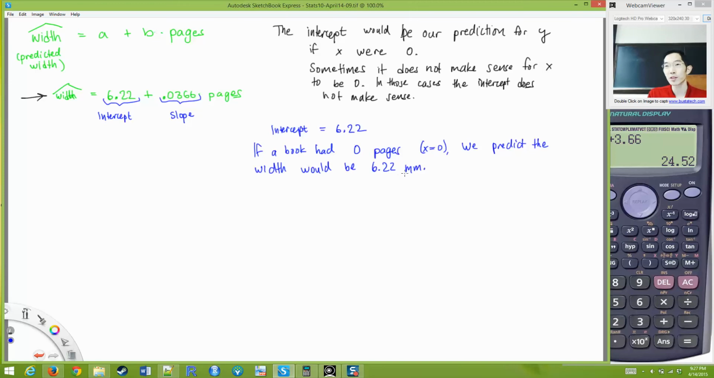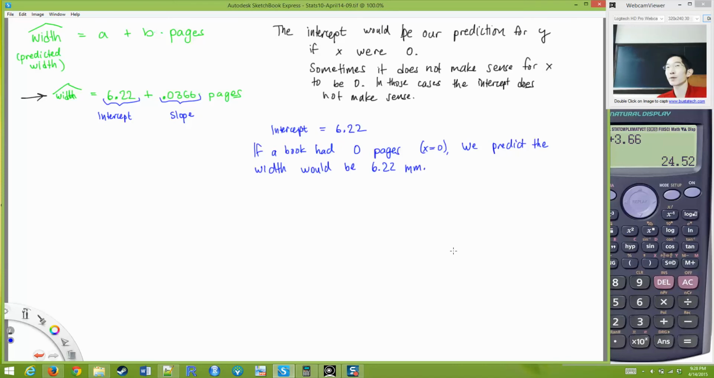One way to interpret this is the thickness of the covers of a book. How many books have 0 pages? Generally none. It's not called a book if it has 0 pages. But we can visualize a book with 0 pages. I could tear out all the pages in a book because I'm angry and feel destructive. It's not the best way to express your anger, but if you had 0 pages left, our prediction would be that the book would still be 6.22 millimeters thick.